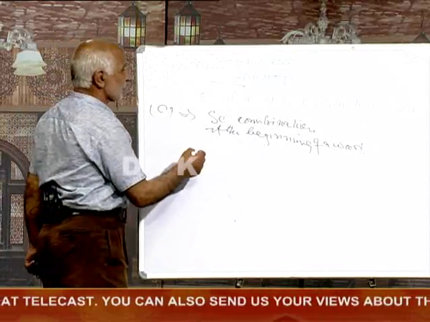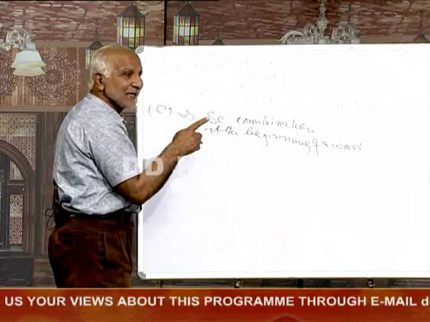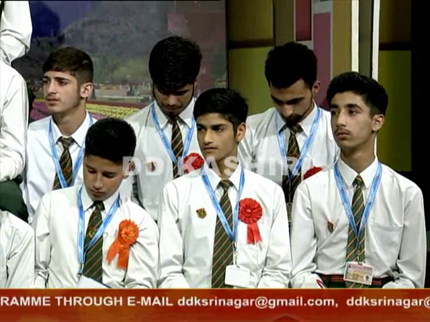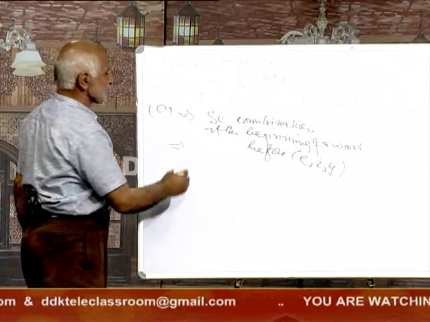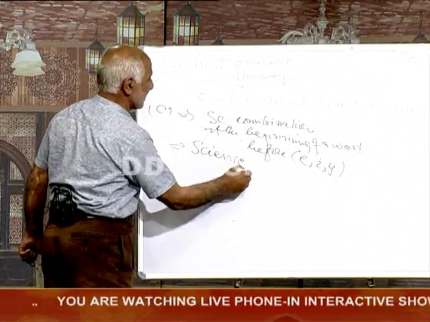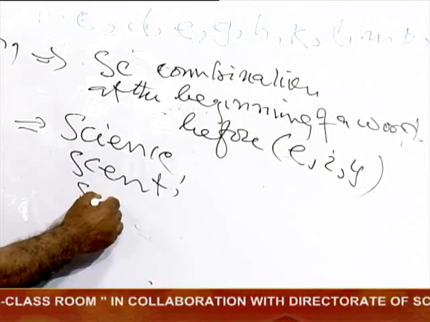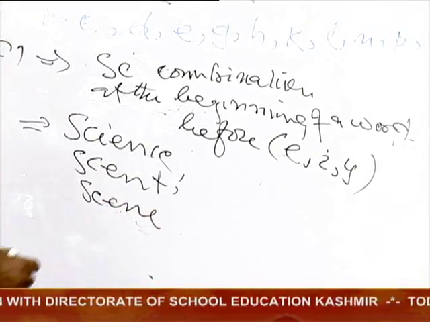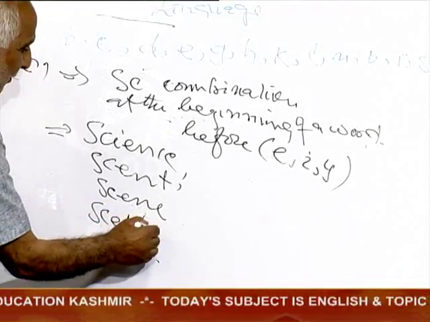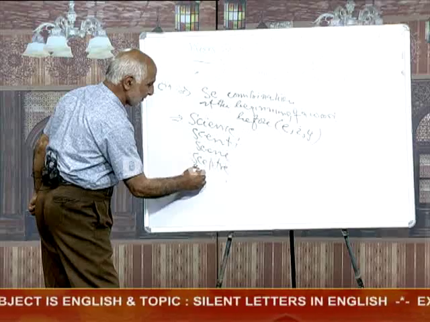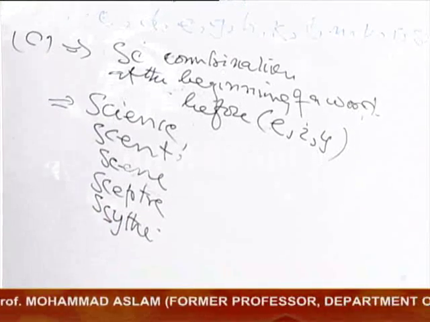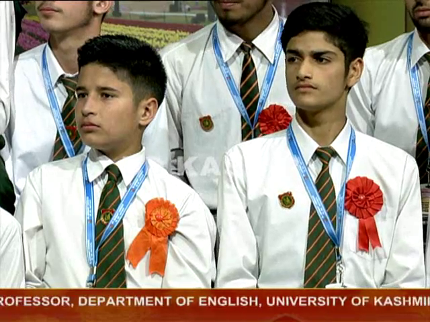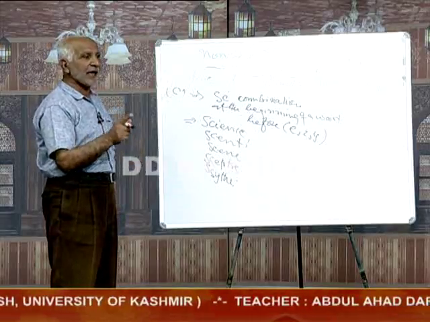At the beginning of a word, before the letters E, I, and Y. Give me an example. For example, science. Scissors. Scent. Scene. Scepter. Side. Here you find this C is silent. So C is silent in the combination SC at the beginning of a word before the letters E, I, Y.